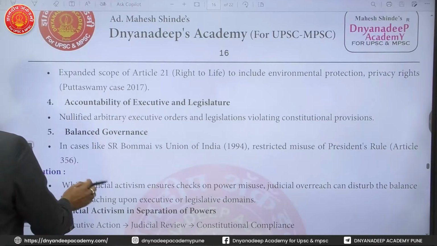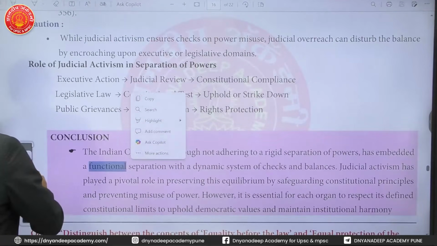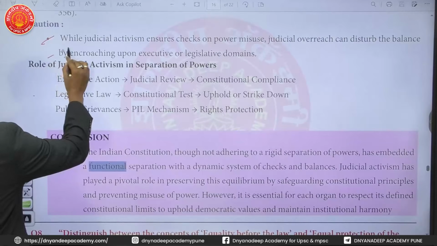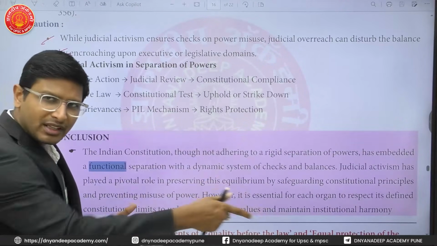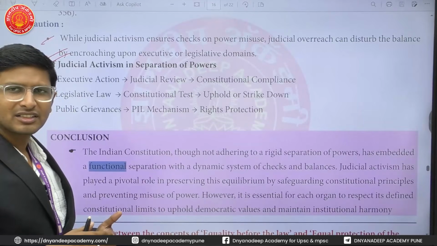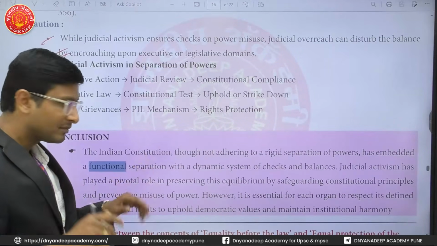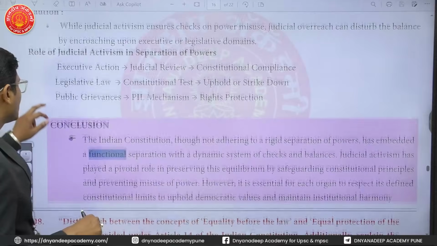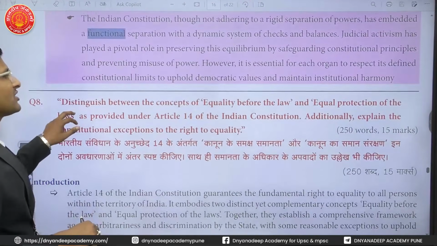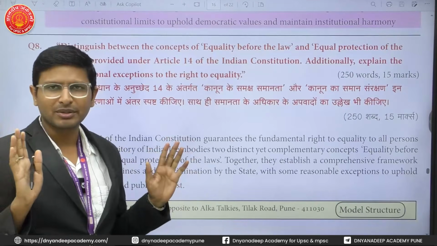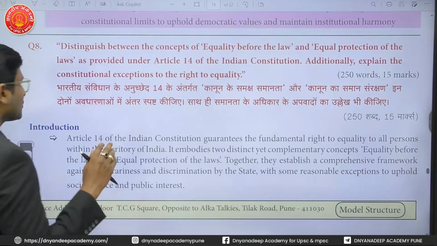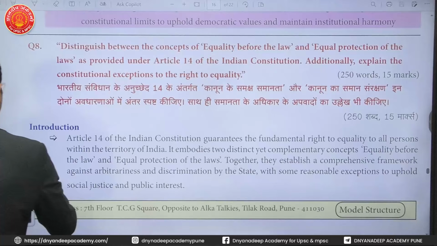But there are cautions here. Judicial review can also become judicial overreach, of course, when it encroaches into the powers of the legislatures and the executive. That becomes problematic. That is why there should be self-restraint by the Supreme Court itself with respect to judicial review, or judicial activism.